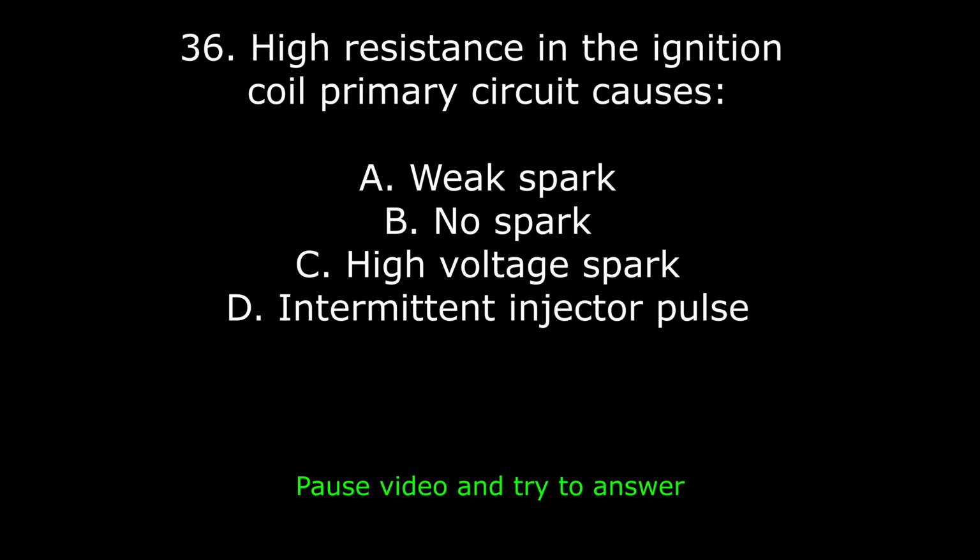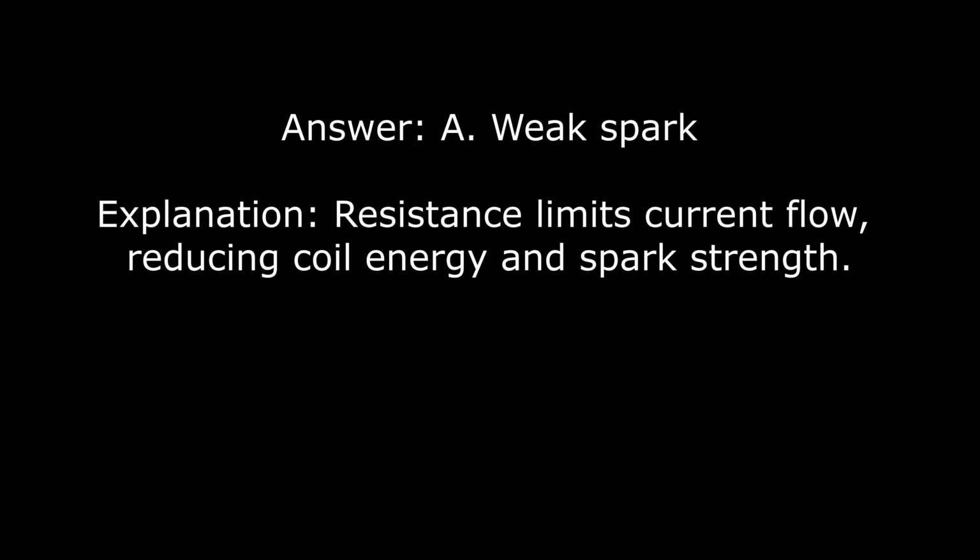36. High resistance in the ignition coil primary circuit causes: A. Weak spark, B. No spark, C. High voltage spark, D. Intermittent injector pulse. Answer: A. Weak spark. Explanation: resistance limits current flow, reducing coil energy and spark strength.